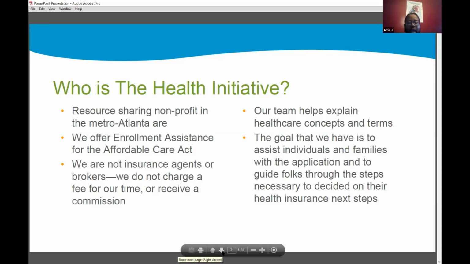It is our main objective to offer information about concepts, the ability to navigate the website if you have trouble filling out your application on your own, as well as general how-tos as it relates to the exchange. So that's the main thing I'd like to say about that slide. Thank you. Awesome, thank you.